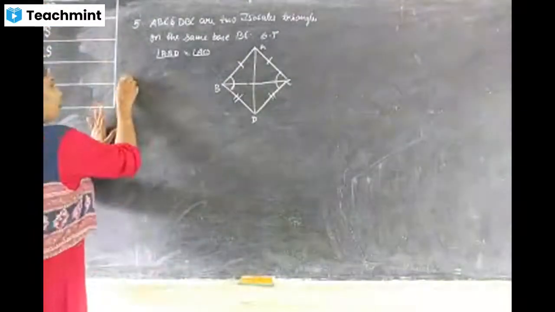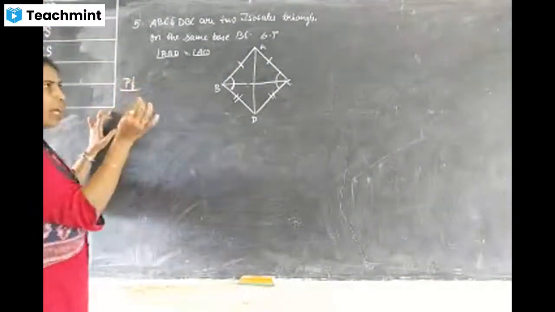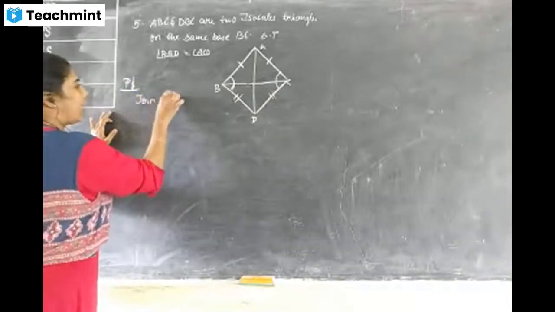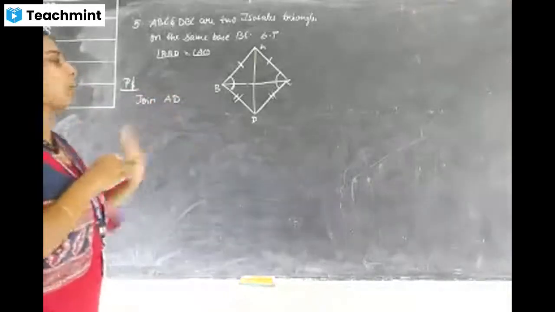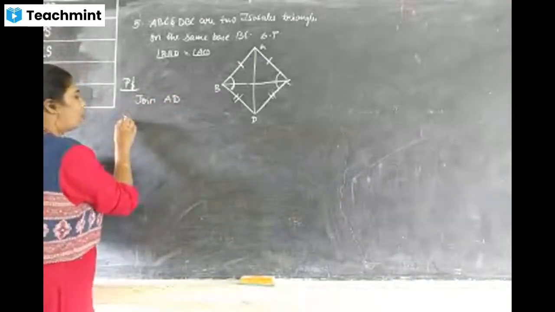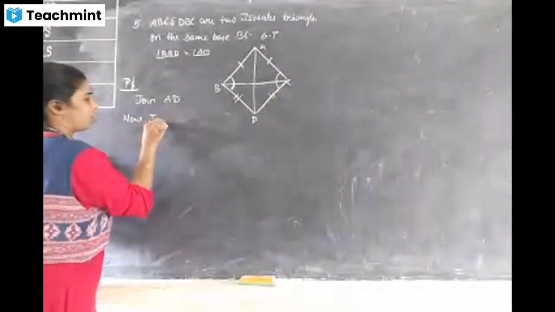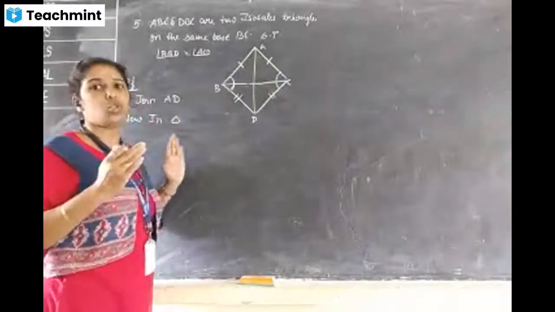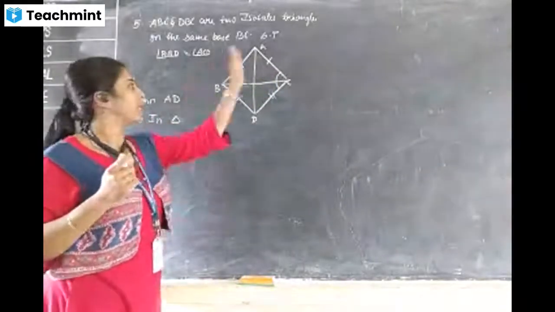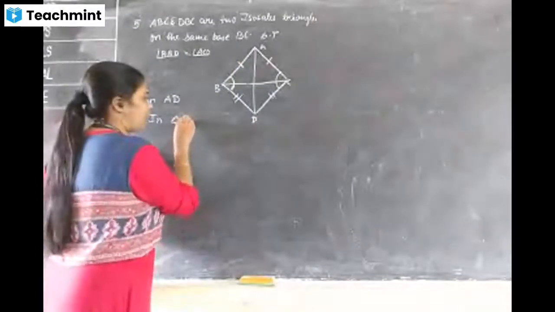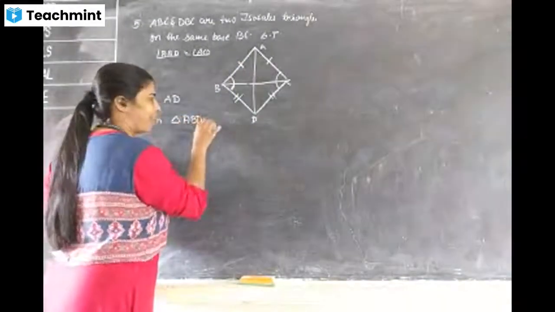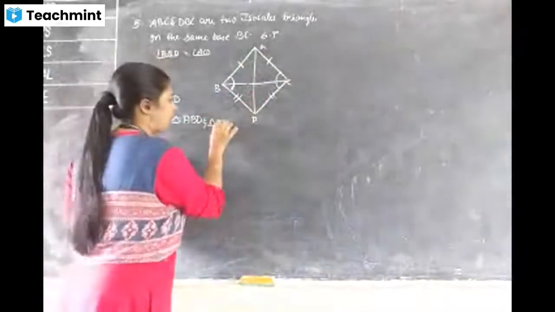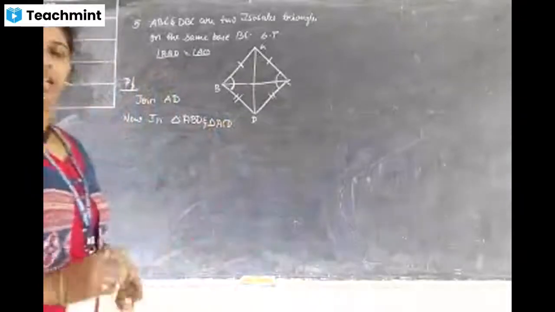So now the proof. Just write what you have done once. Join AD, that you have done. Join AD. Now in the triangle, we joined and formed two triangles. Those two triangles we will take: triangle ABD and triangle ACD. Yes, start.